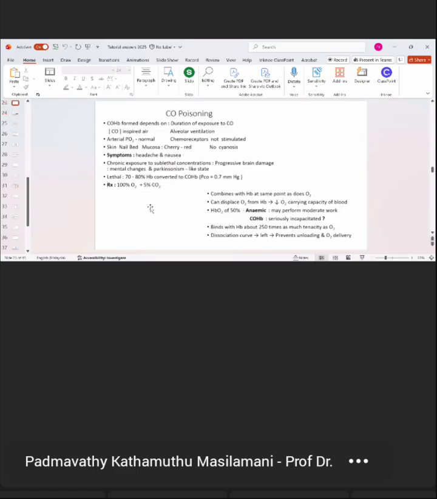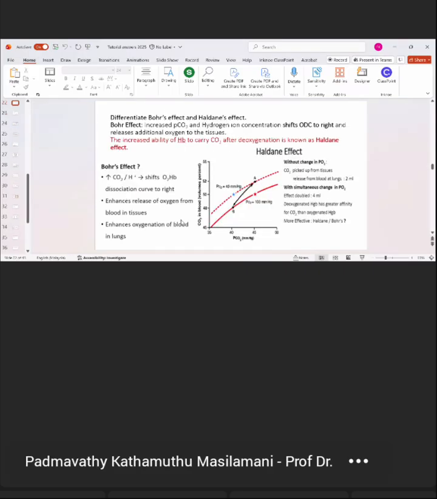So carbon monoxide poisoning is one of the causes of anemic hypoxia because it has more affinity to bind with the hemoglobin. When there is more binding of carbon monoxide, that is cherry red. You can see here the cherry red color. That is very dangerous. When 70 to 80% of hemoglobin binds with carbon monoxide, that is causing carboxyhemoglobin.